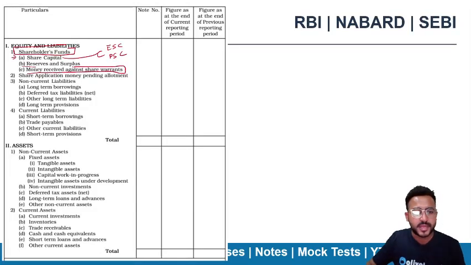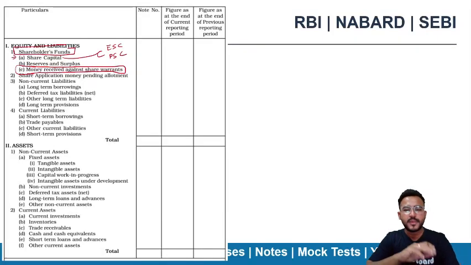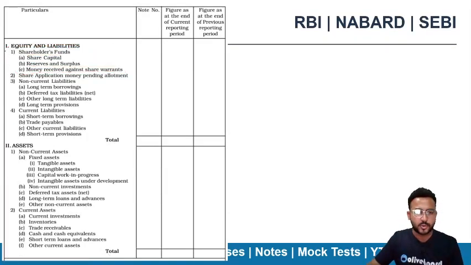So somebody has paid us money and we have issued a warrant. That's similar to share capital only. So that's why I have written this as a part of my shareholders fund. So this is the first heading, shareholders fund.